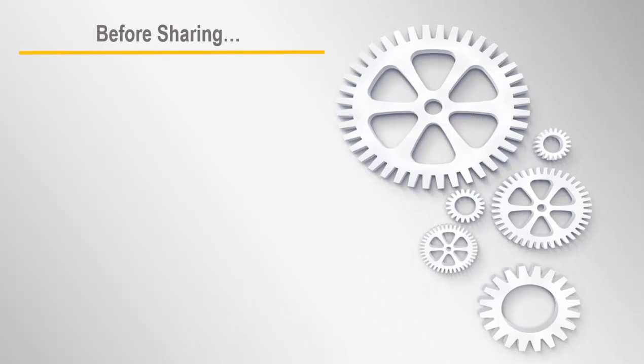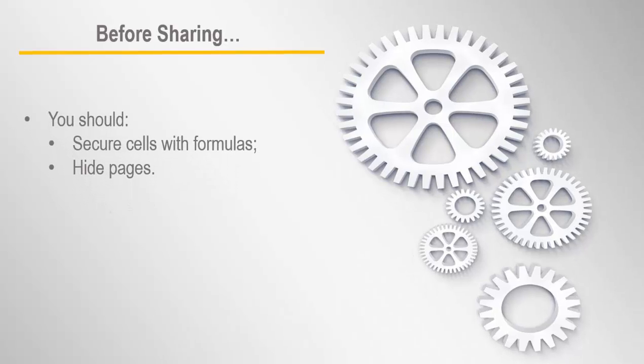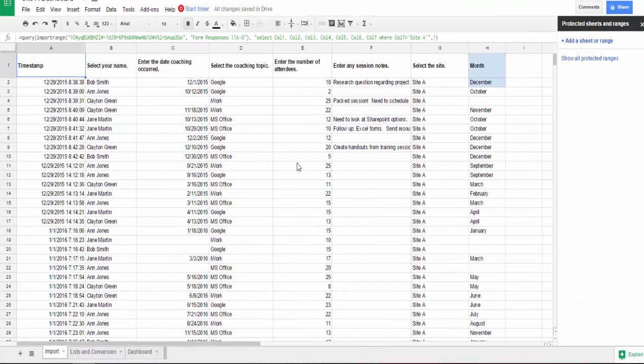Before you share your document, you want to make sure that you've secured all cells with formulas and hidden pages. You want to make sure that all cells in your dashboard that have formulas in them are protected so that someone can't accidentally edit one of your formulas.